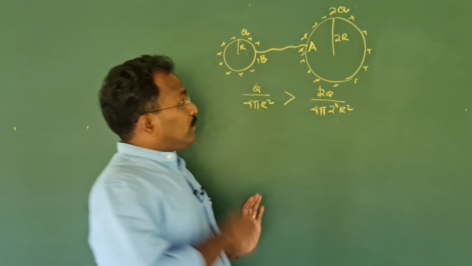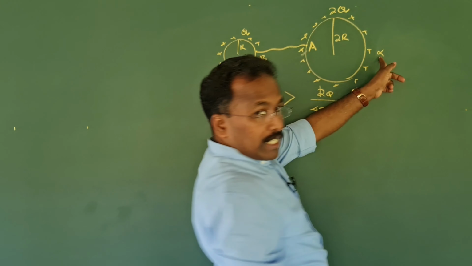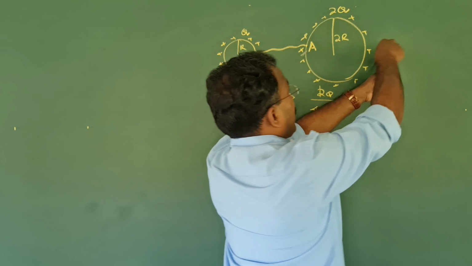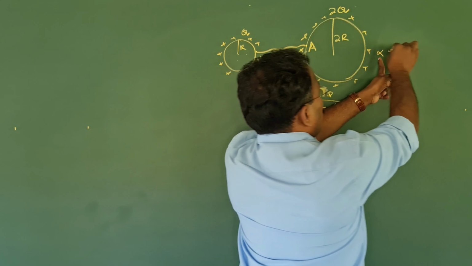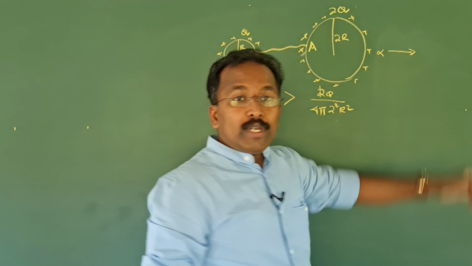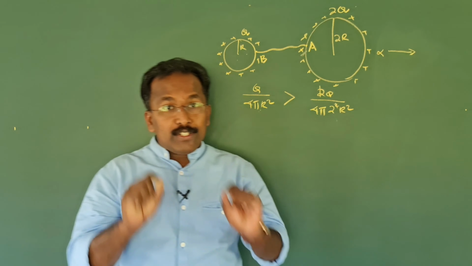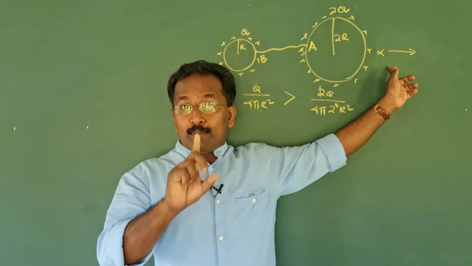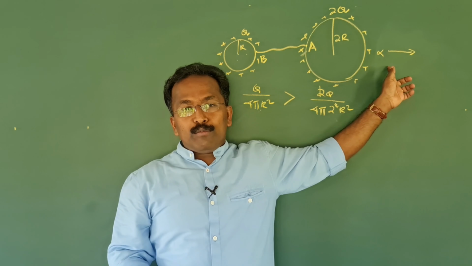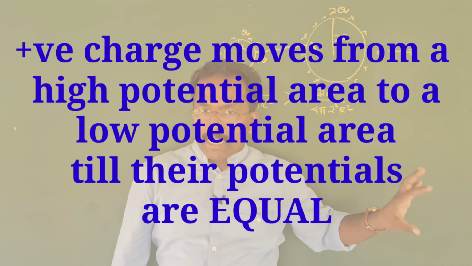So for understanding it better, you just imagine an alpha particle here. This point is a high potential point and these surrounding points are low potential points. So naturally the alpha particle will be repelled by this and moves out like this. Means charge flows from a high potential area to a low potential area. So that is the charge flow rule. Remember this. Charge flows from a, now of course we are talking about positive charge. If you are talking about a negative charge, the rule goes the other way. So positive charge moves from a high potential area to a low potential area till the potentials are equal.